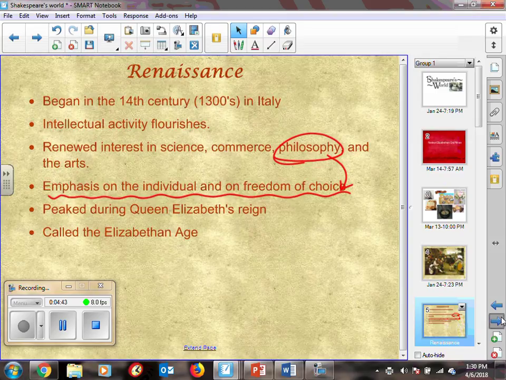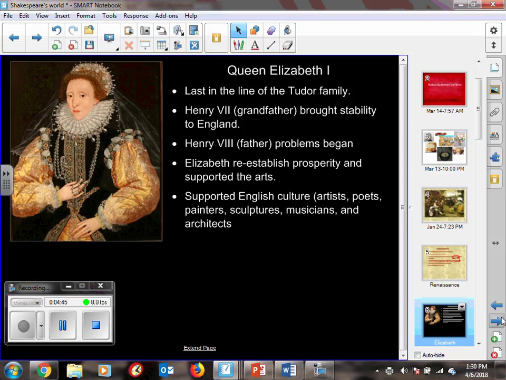So Queen Elizabeth, okay? She is the last in line of the Tudor family. So when you go to England, you can visit Tudor Castle.